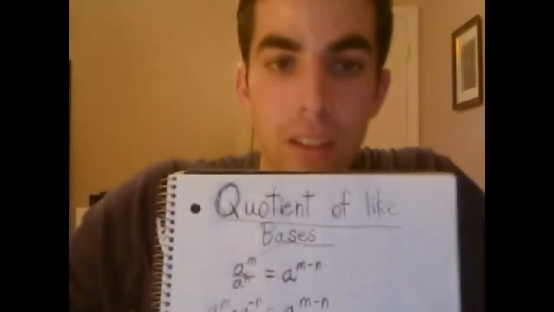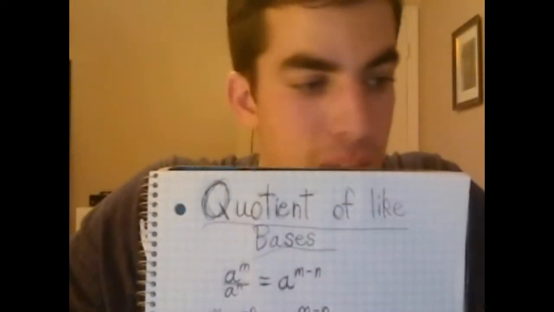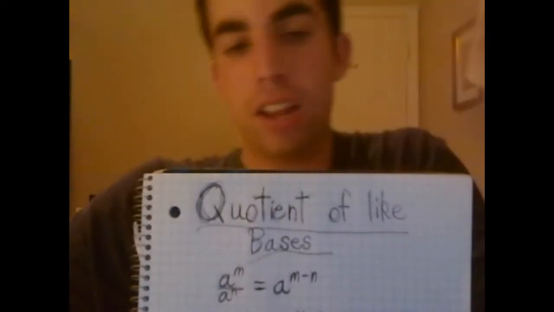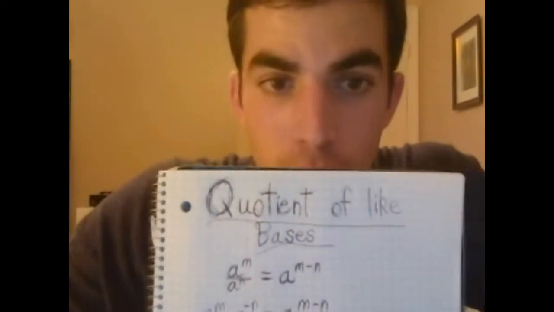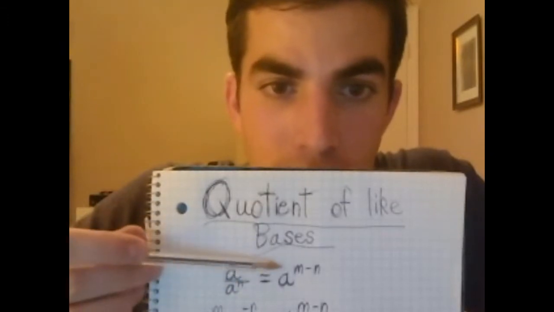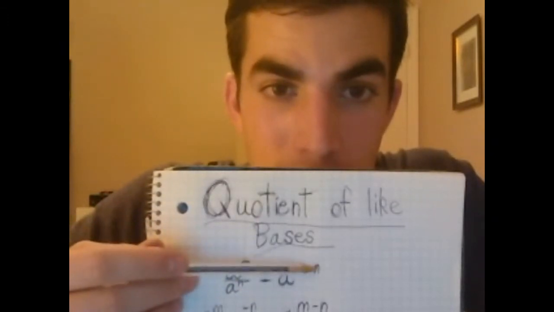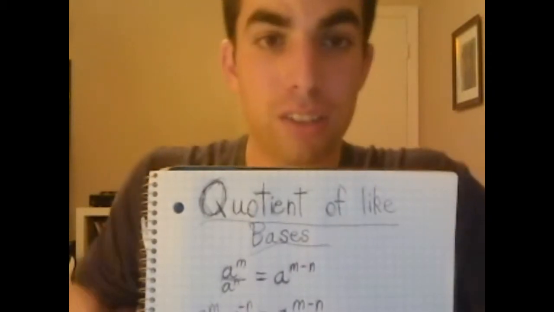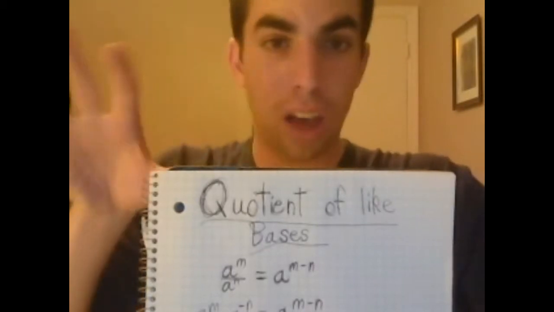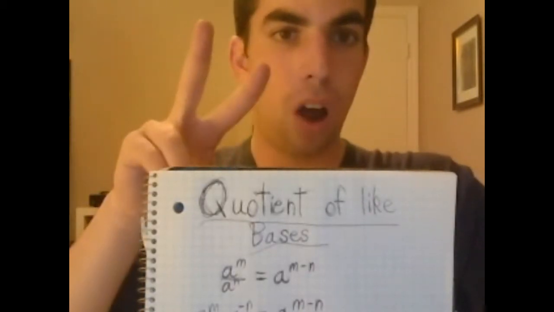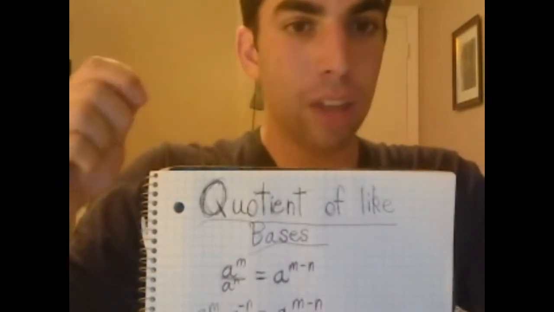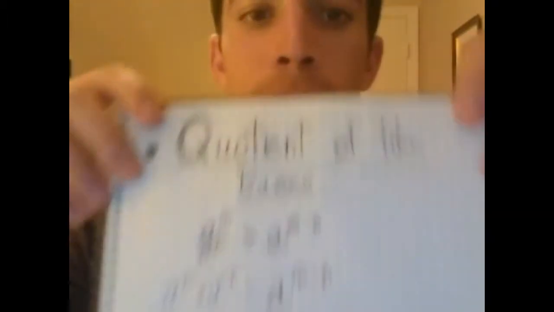Hey, let's talk about the quotient of like bases. On your exponent properties formula sheet, this is number 4, if you're following along. So, quotient of like bases says a to the m over a to the n equals a to the m minus n. Now, I posit to you that this fourth formula is actually the combination of our second one, negative exponent, and our third one, product of like bases. And I'll show you how.